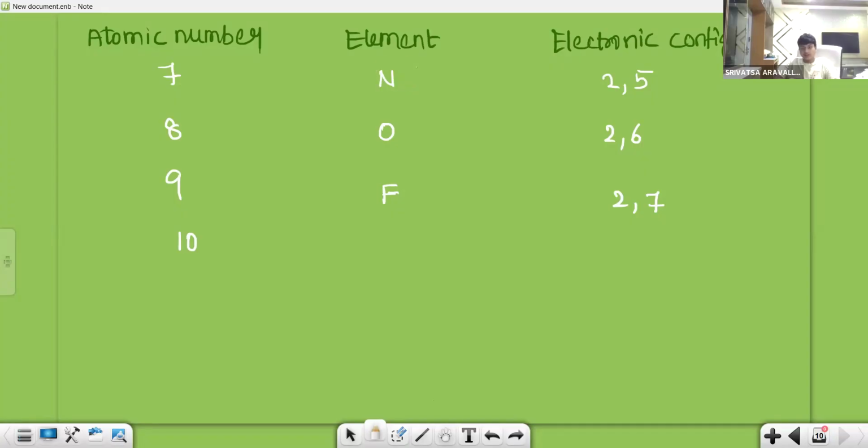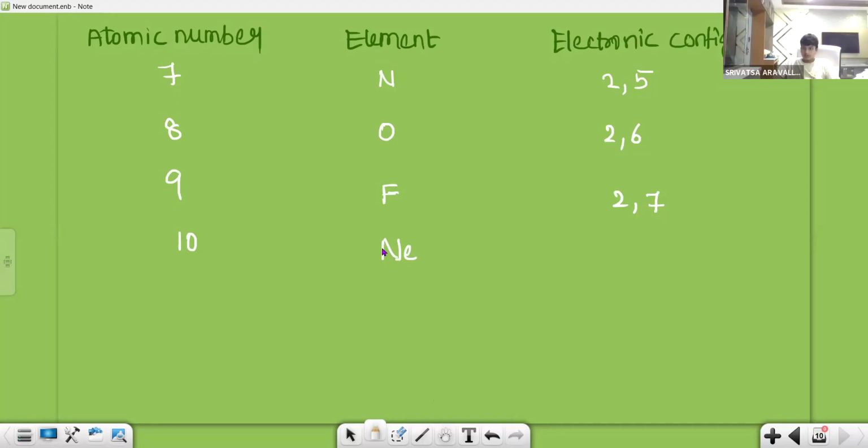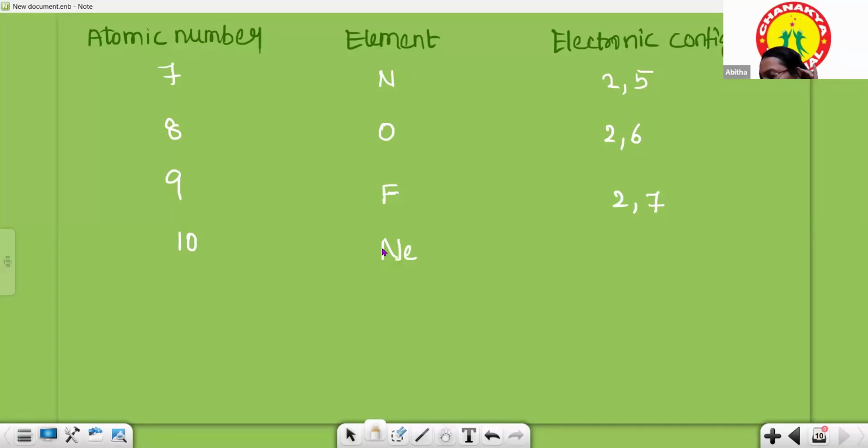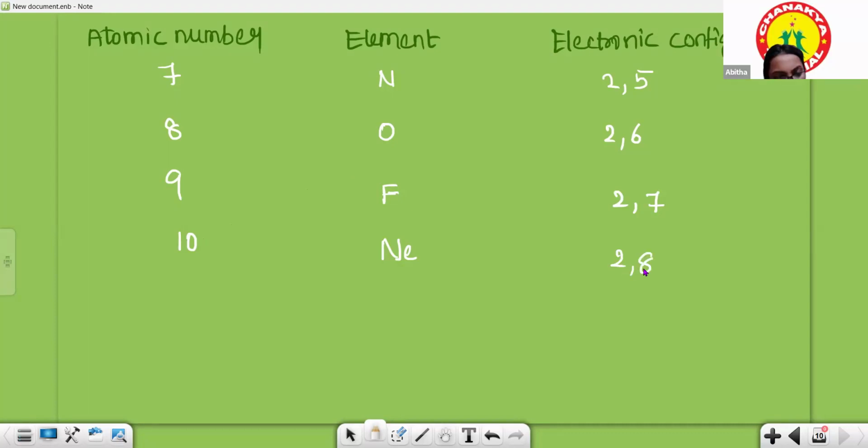Next, atomic number 10, the element is Ne. What does Ne stand for, Srivatsa? Neon. Very good. How many electrons does neon have? 10 electrons. Among 10 electrons, how many can you fill in the first orbit? 2 comma 8. So overall 2 plus 8 gives you 10. Very good.